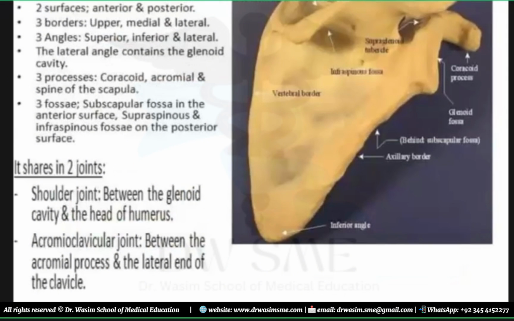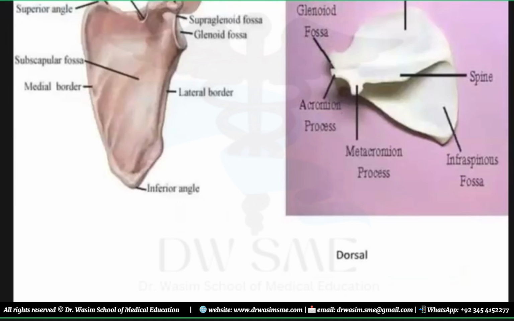Now we have the scapula. Scapula has a lot of small structures, but I will explain them one by one. So first of all, it has two surfaces. One is anterior and one is posterior. In this diagram, we are viewing the scapula from the posterior end. Here it is the anterior end.